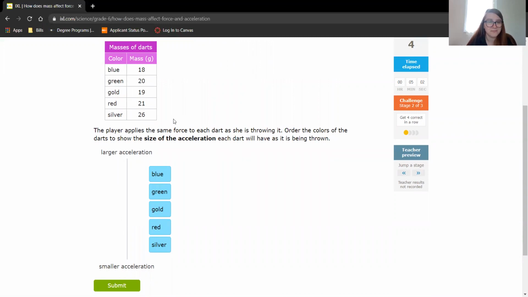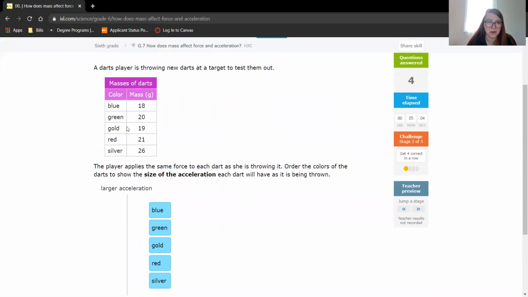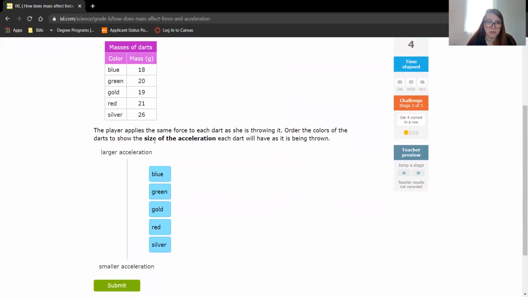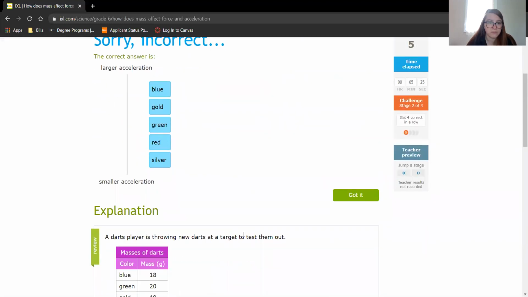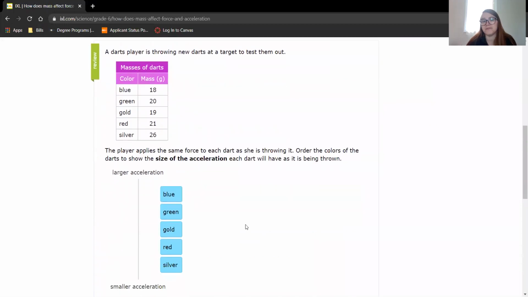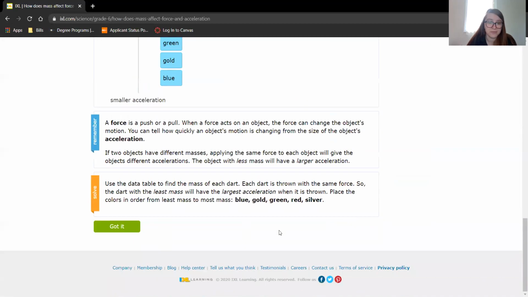Huh. So this is about darts. They apply the same force, it wants to know the acceleration. So less mass is more. So our smallest mass is 18, followed by 19, followed by 20, followed by 21, and then 26. What? Oh, I did that backwards. This is why we need to pay attention.